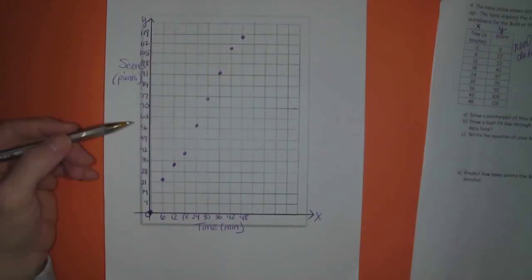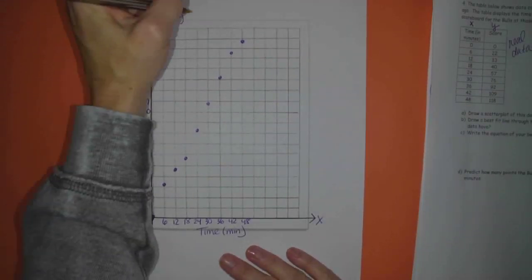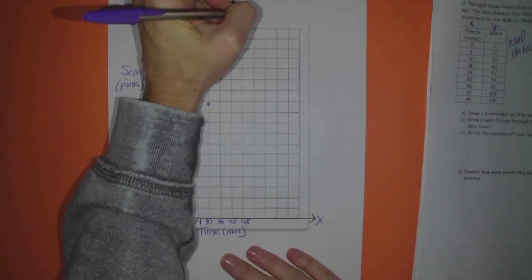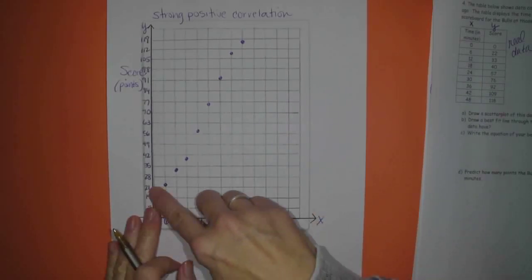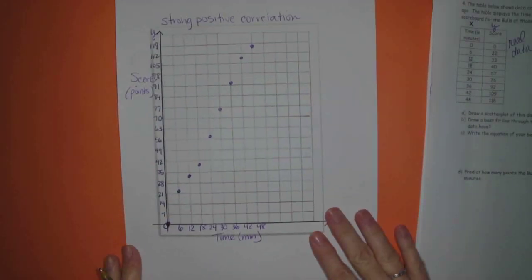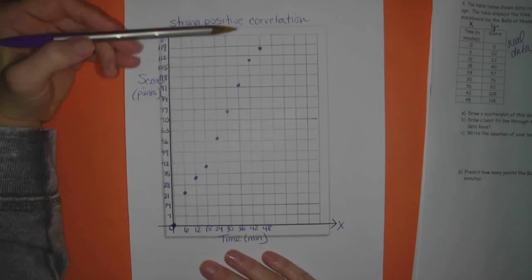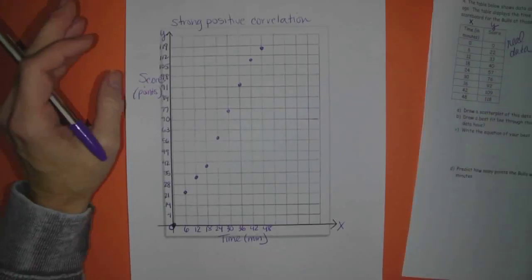But what I do see here is a very strong, positive correlation. See how as the time increases, so does the score. As X increases, so does Y. And really, I can envision it. I can envision drawing a best fit line through here. It just kind of looks like a line. So that's what I'm going to do next.